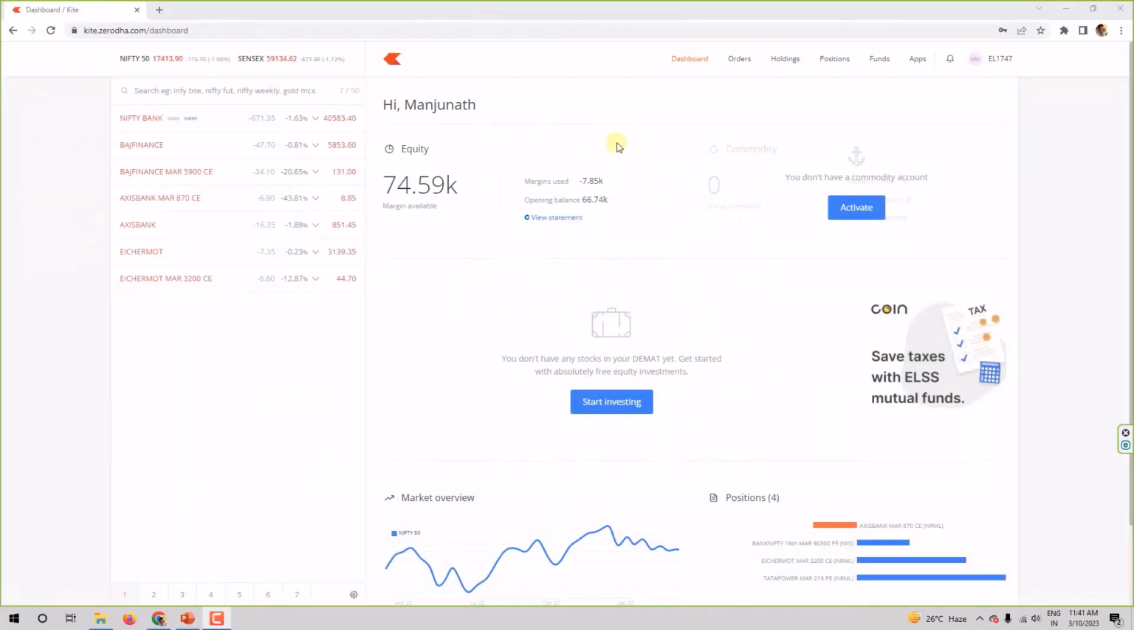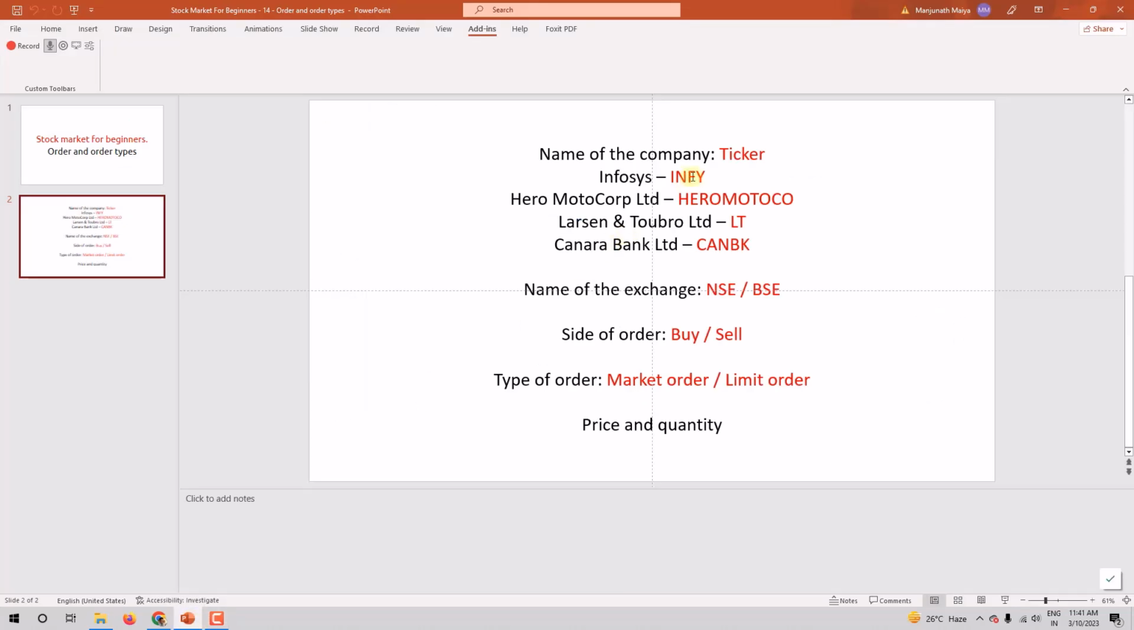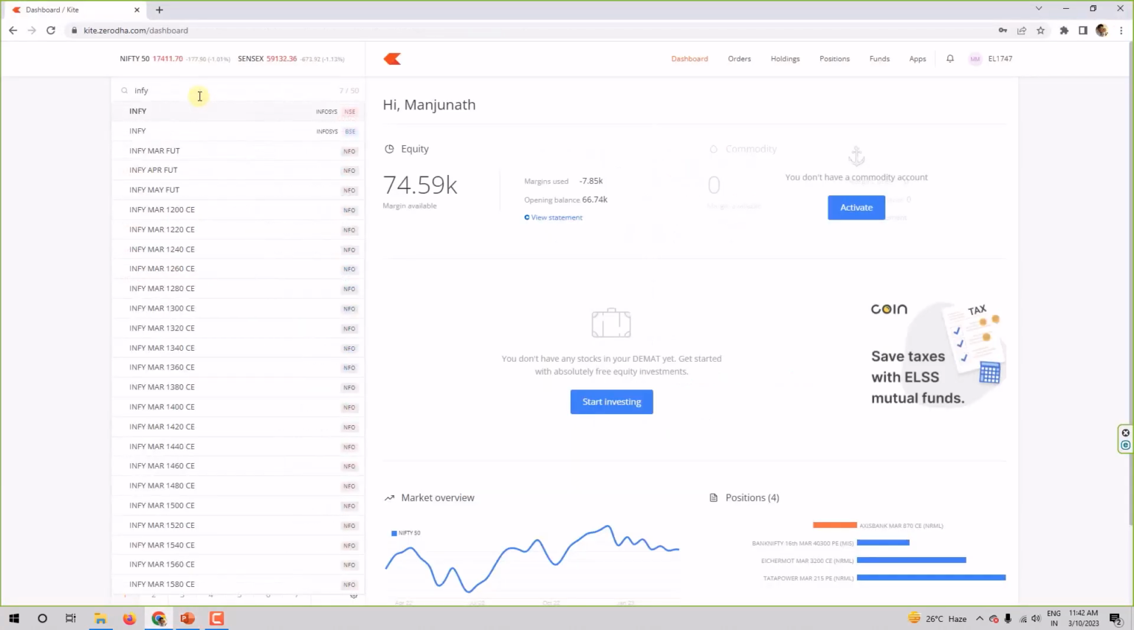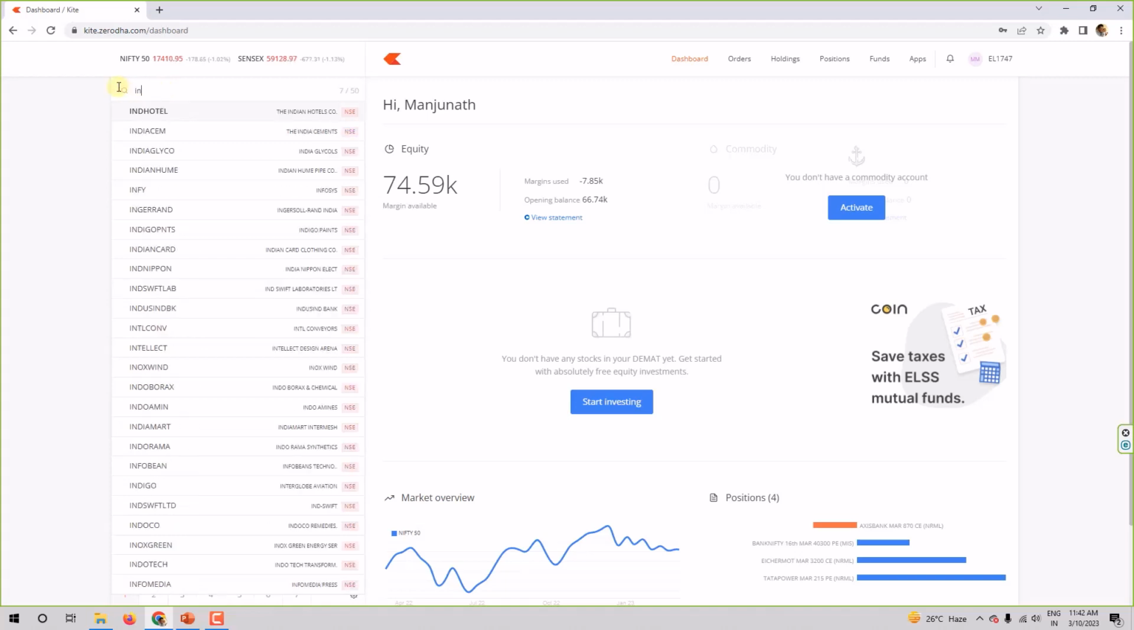So I am in the dashboard of Zerodha. Okay, Zerodha has a platform called Kite. We have it for desktop, mobile, tablets also. Now I am on the desktop and I have logged into the dashboard. So now let us say we want to buy the shares of Infosys. Okay, so if you know the ticker, you can directly type in INFY here. Okay, INFY, and it will load up.